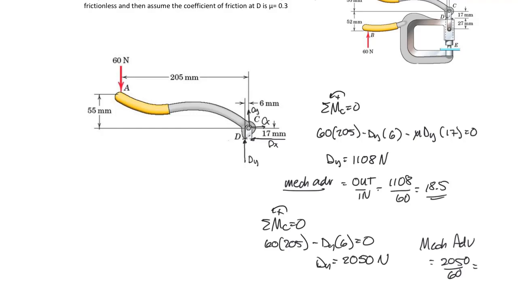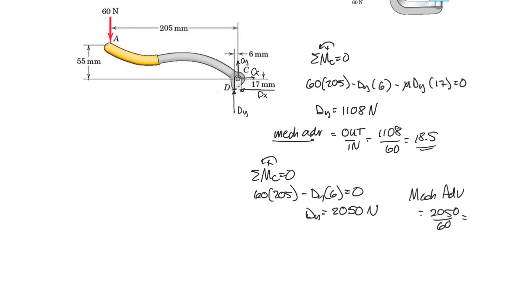Let me put it down here. That's going to be equal to 34.2, or almost 35. So clearly you have a much greater mechanical advantage without friction than you would with friction, which you might expect, of course, since friction is going to take away some of your effort. But anyway, sometimes it can be quite significant.